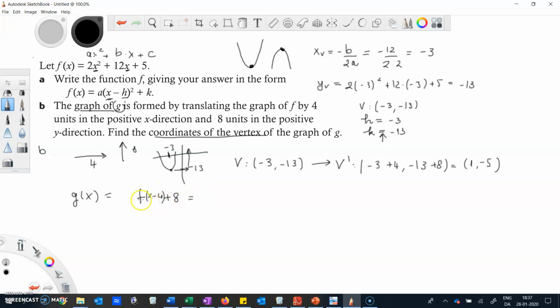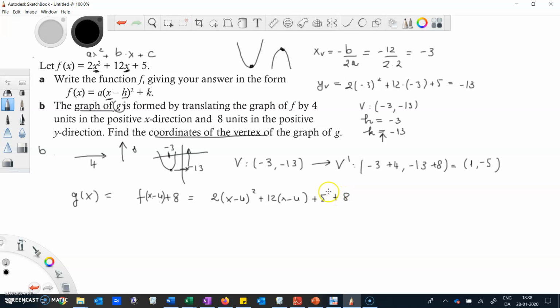So I just have to replace x here with x minus 4, and also everywhere basically where I see it in the function, and then add 8 to the whole function. So I'm just going to have 2 times x minus 4 squared plus 12 times x minus 4 plus 5 and plus 8, which is the y translation.